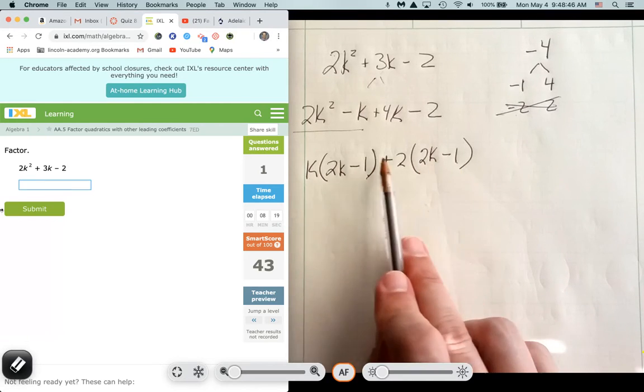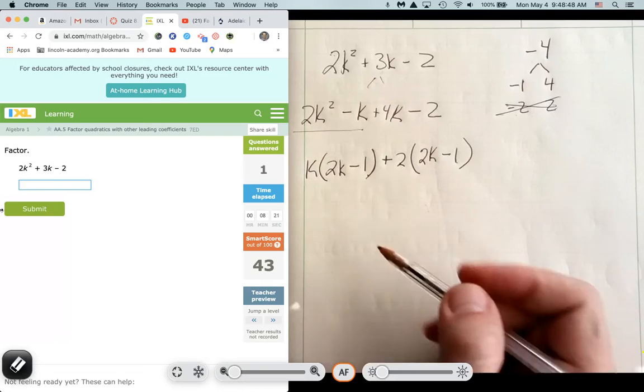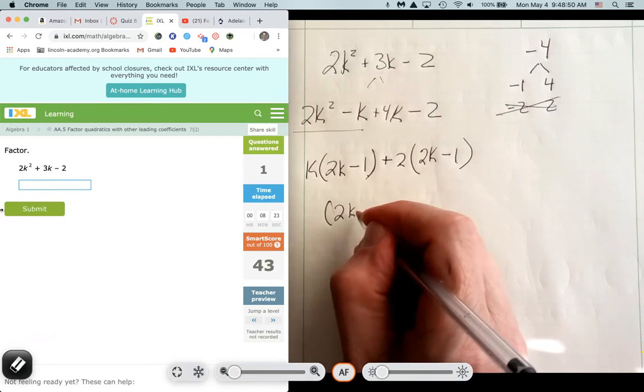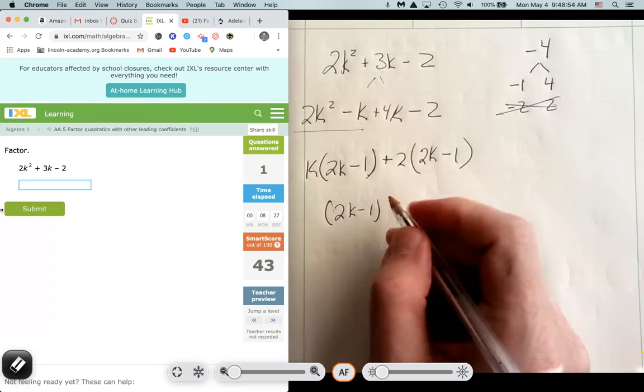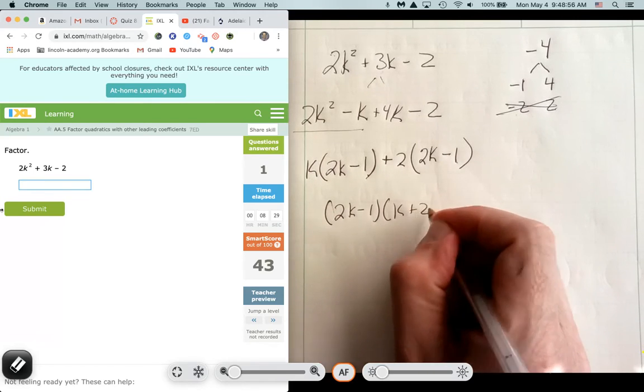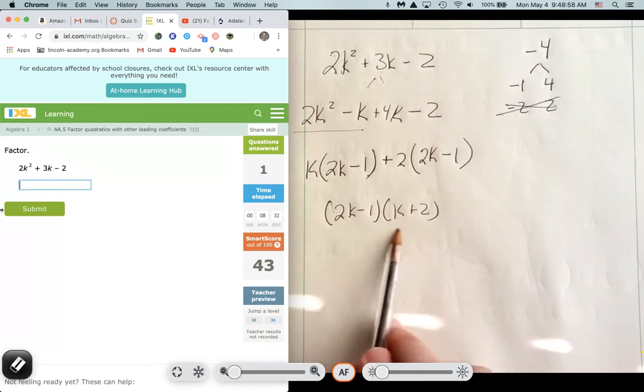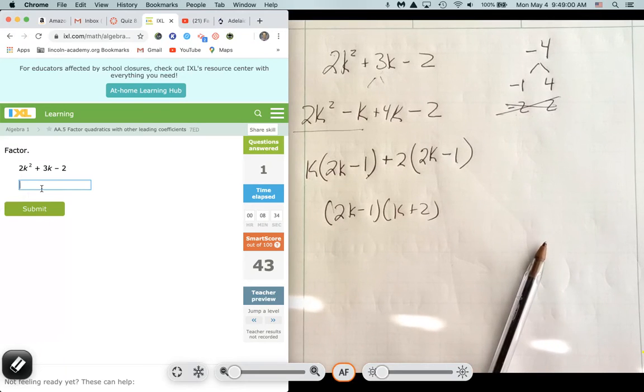Now I'm going to factor that parentheses in front of the k plus 2. 2k minus 1, that's this parentheses, factored out in front of the k plus 2. And there's my factored form. So I come over here to, I guess I need to do the parentheses first, 2k minus 1 and times k plus 2.